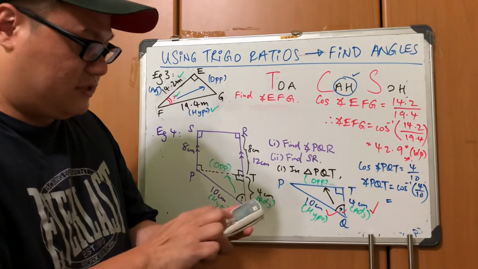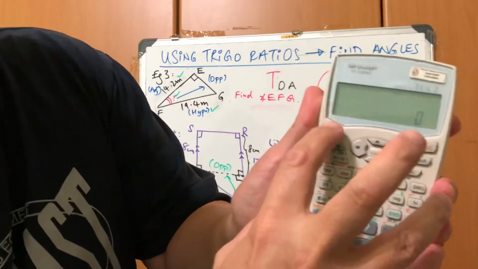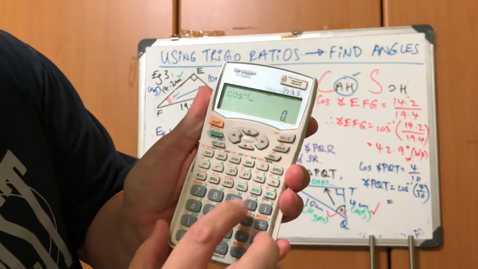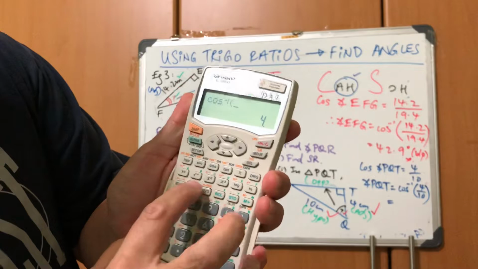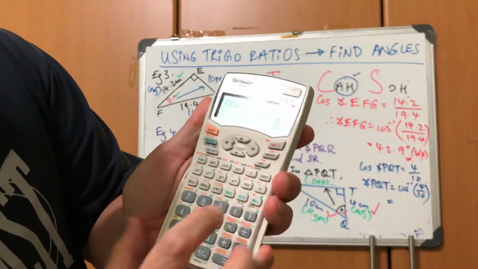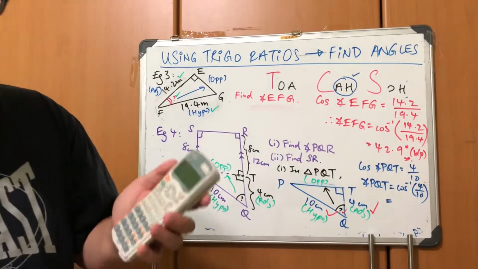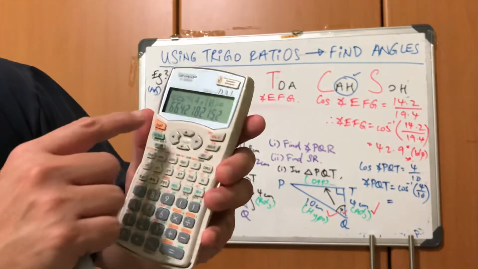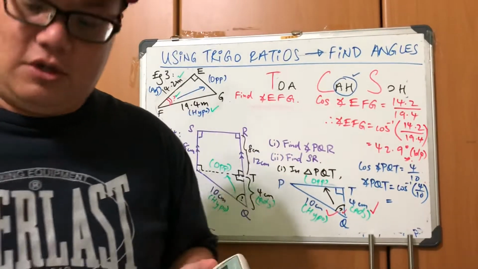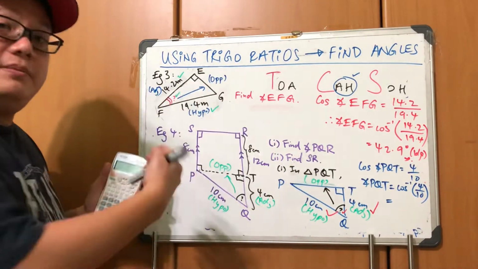So shift cosine 4 over 10, or 4 divided by 10, both can. Close bracket, equals. Okay, so I have a string of answers, 66.42182 something something. Because this is a problem, I'm going to solve a problem.